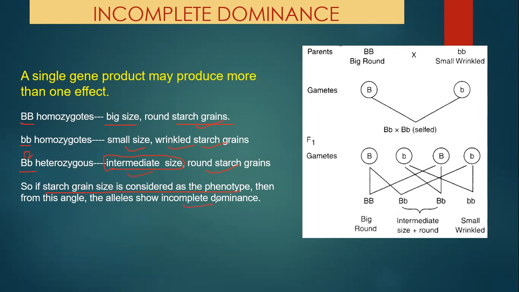So here also it was seen, first, that one gene was controlling two characters, that is, the synthesis of the starch and the size of the starch grain. And if we just consider the grain size, then the capital B gene was not completely dominant over the small b, because of which an intermediate size starch grain was produced, which was again showing incomplete dominance.